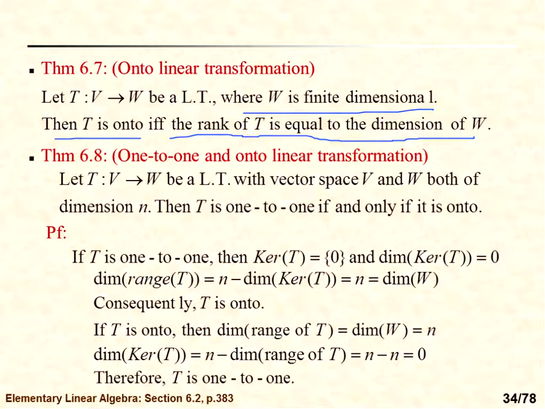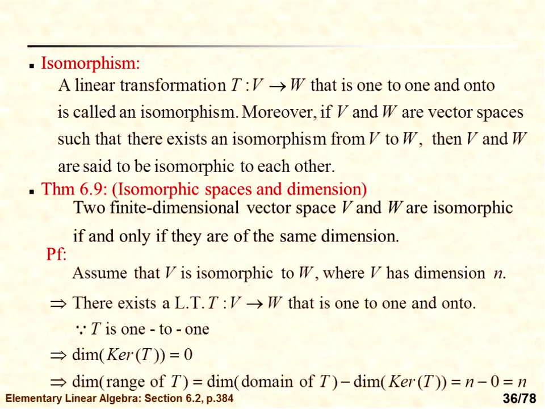So there are two things. One is to show one-to-one: you just show that the kernel of T is equal to 0. If the kernel of T is 0, then it is one-to-one. And to show onto, you have to show the rank of T equals the dimension of W.